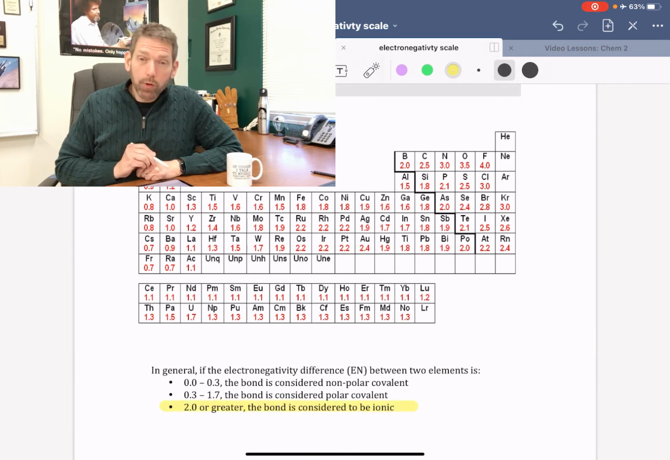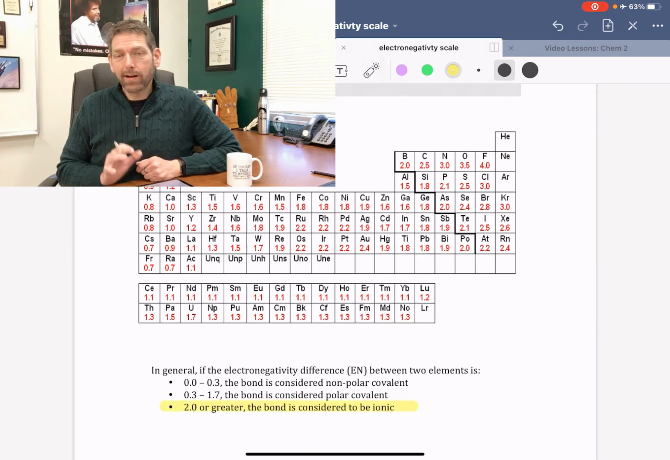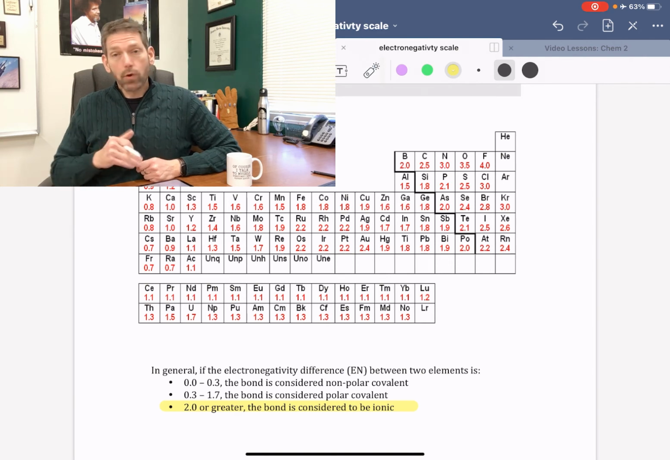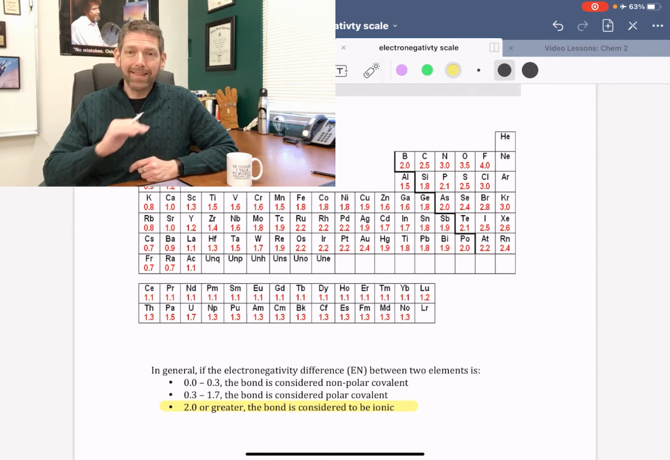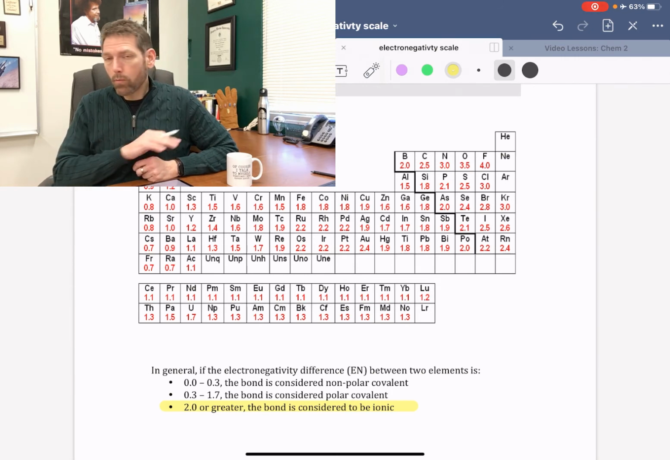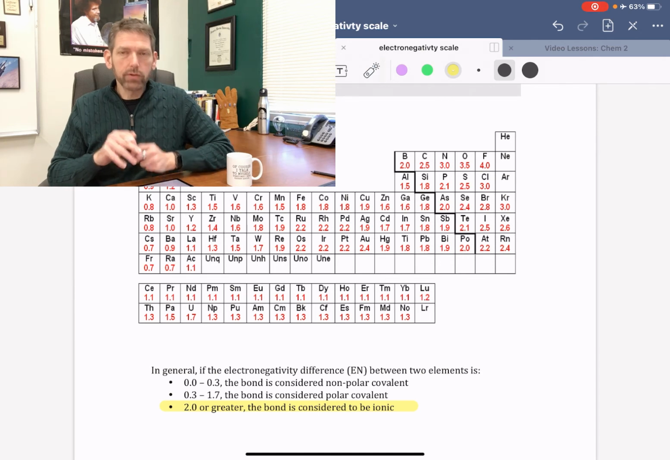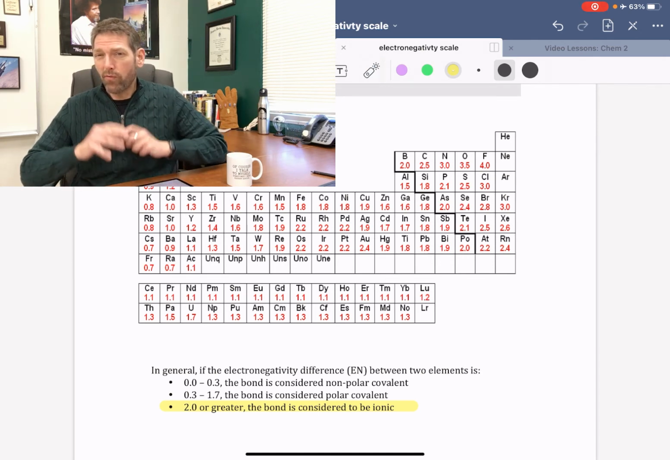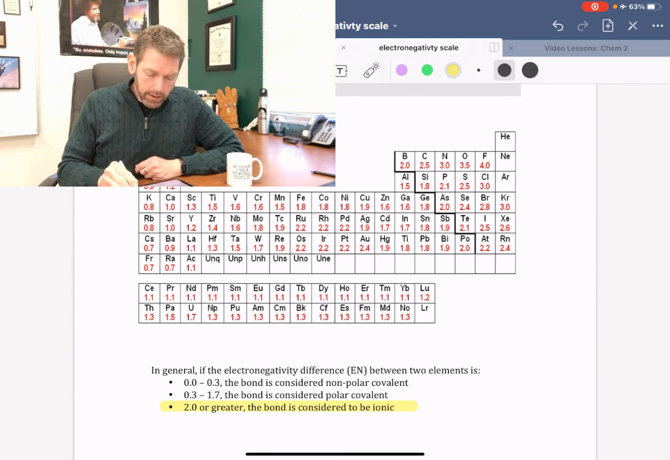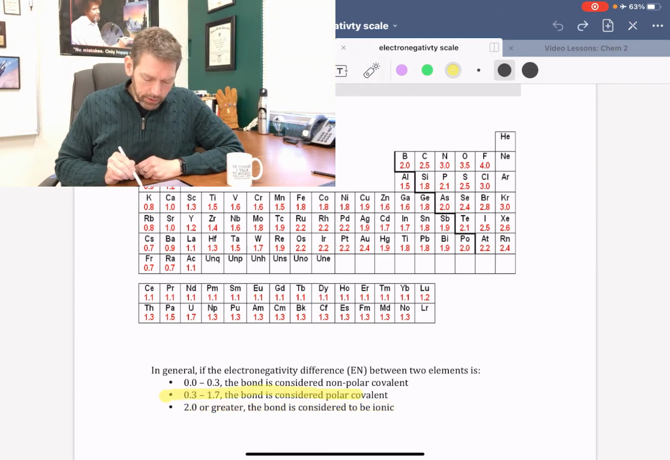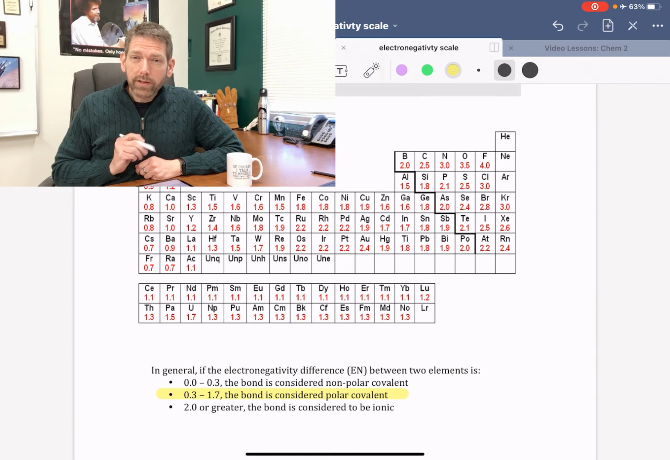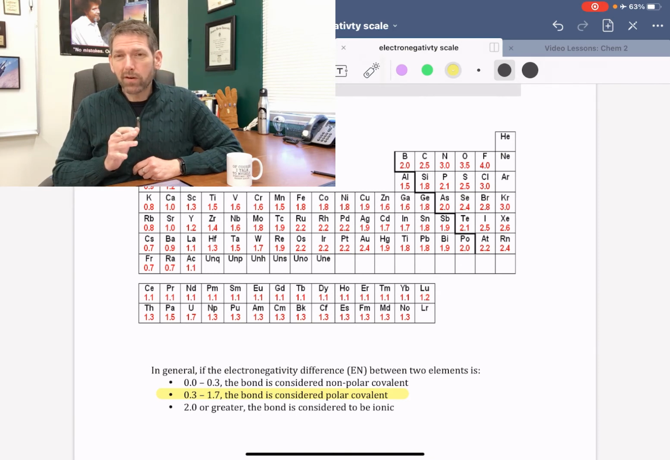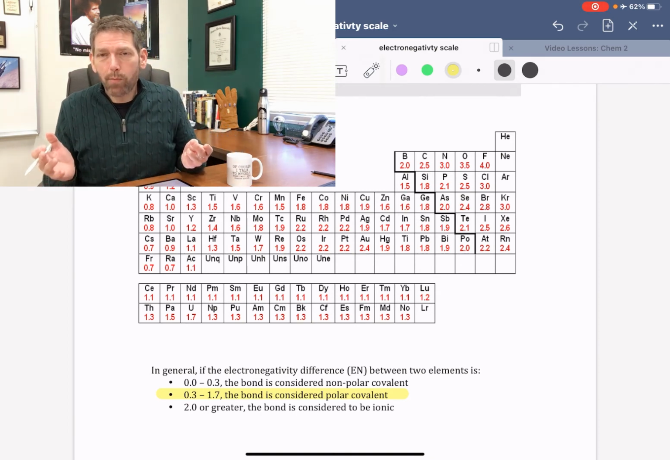anything that is 2.0 or greater is an ionic bond. There's no ionic bonding happening here, and with any of these molecules that we're going to look at this level of study, we're going to be looking at only just covalent or only just ionic. So all of these that we're looking at right now are covalent. What I need you to see is that there is wiggle room. It says between 0.3 and 1.7, but what about 1.8 and 1.9?